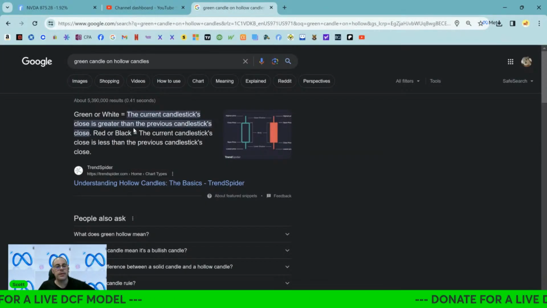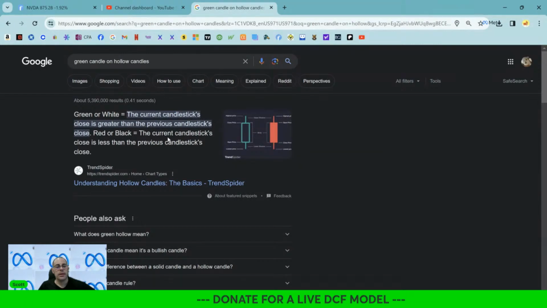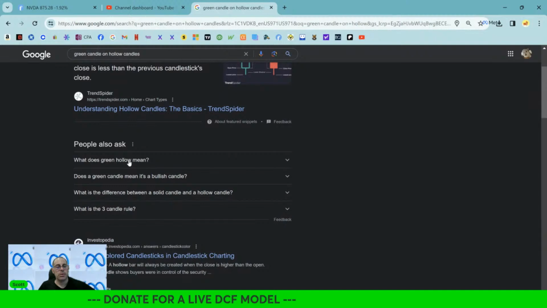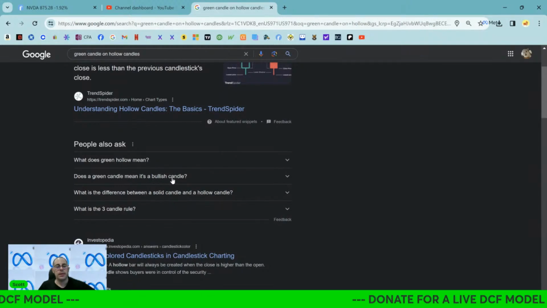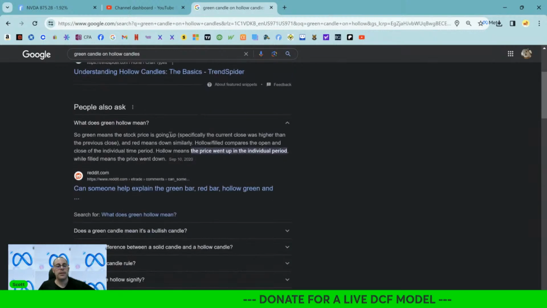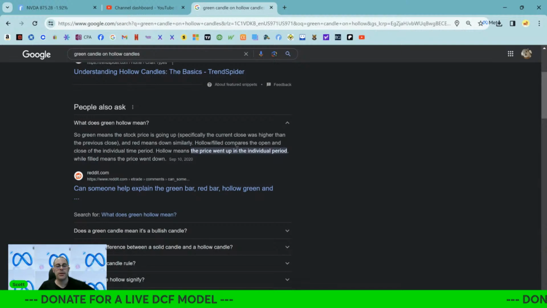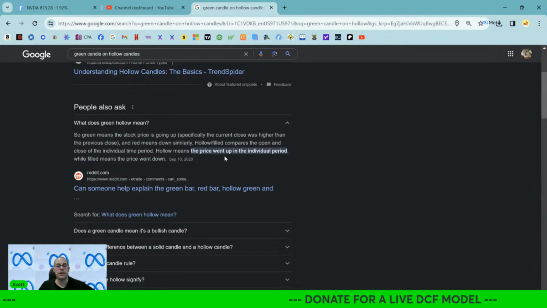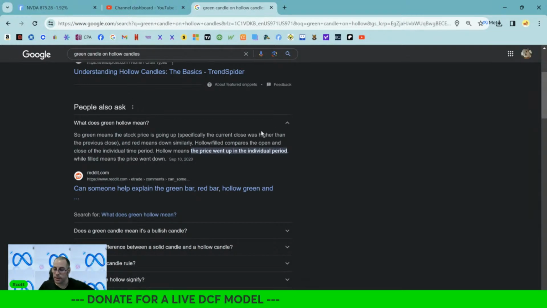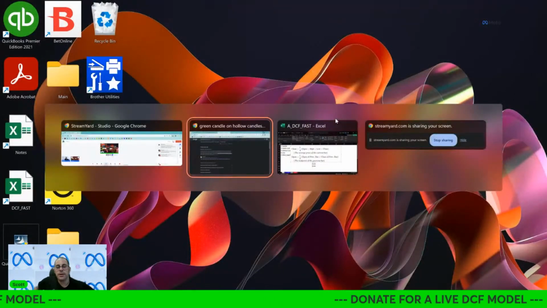Okay, the current candlestick's close is greater than the previous candlestick's close. What does green hollow mean? What does a green candle mean? So green means stock price is going up. Specifically, the current price is higher than the previous. And red means down. Hollow or filled capacity is the open and close in a time. Hollow means the price went up in the individual period, while filled means the price went down. That's not correct, because there are some filled in green.